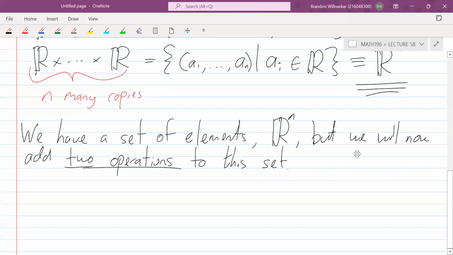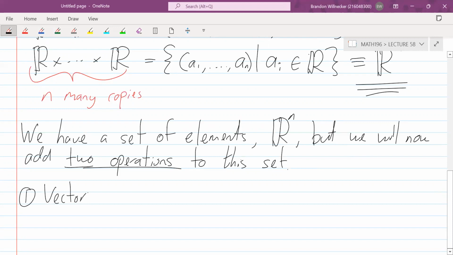Here, we are only going to add those first two. So we're going to add the operation of addition, which we will call vector addition, and we will add scalar multiplication. We'll keep the name. Later on, we will look at products, but for now, just addition and scalar multiplication.